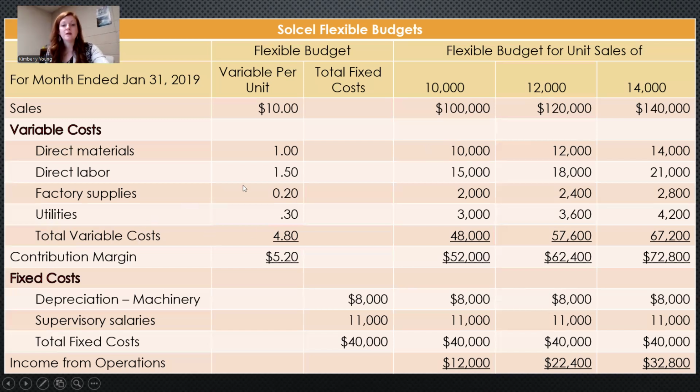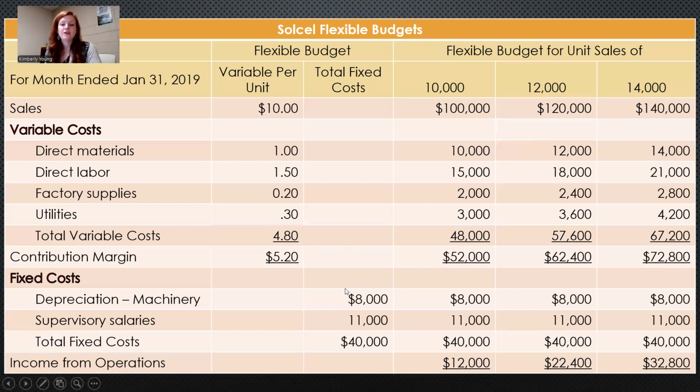Then when it comes to direct labor, it's $1.50 per unit that we sell. So we take the $1.50 times each of these to get how much our direct labor should be. Factory supplies is only 20 cents per item. So we take the 20 cents times 10,000. We get 2,000, 20 cents times 12,000, we get 2,400. And the utilities has a direct correlation. And then that gives us our total variable costs.